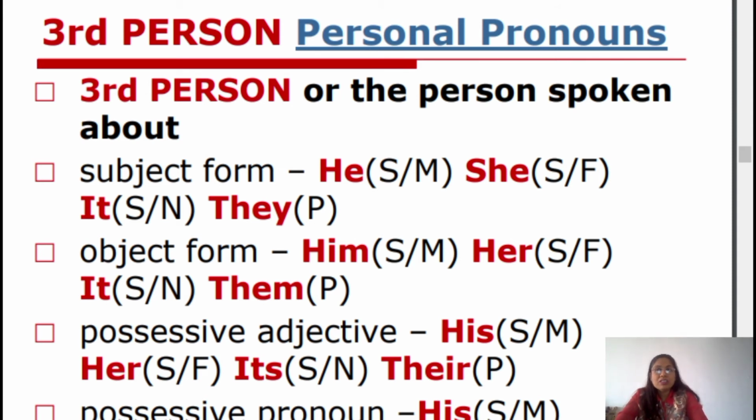If the pronoun is the object of the sentence, then we make use of him for singular male, her for singular female, it for singular neuter gender, and them is a common plural form for all of them. If the pronoun expresses possession, then we make use of his for singular male, her for singular female, its for singular neuter, and theirs is a common plural.